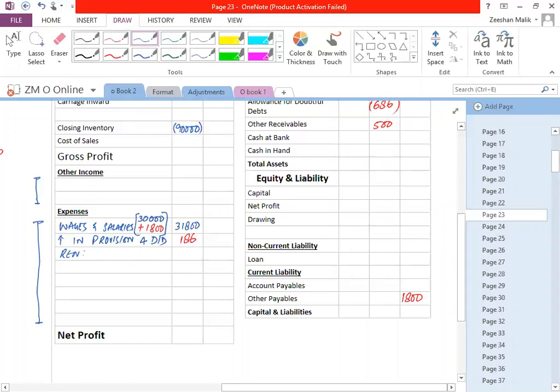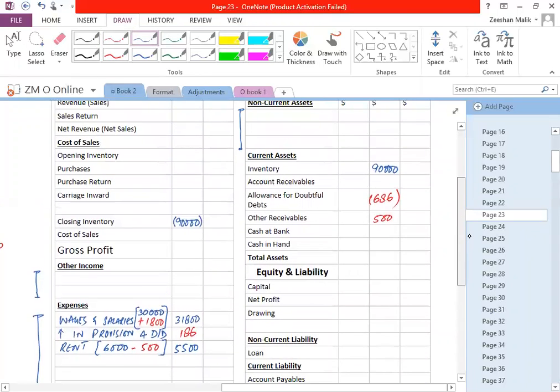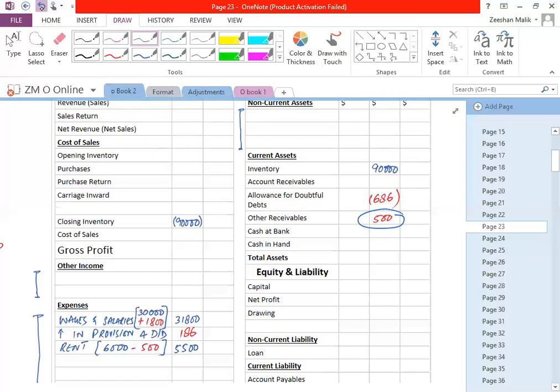Rent is an expense, but out of 6,500 is prepaid. Prepaid is not an expense. Prepaid का मतलब है आपने ज्यादा अमाउंट पे कर दी. तो जो ज्यादा अमाउंट पे की है वो आपका एक्सपेंस नहीं है, वो आपका करंट एसेट है. 500 करंट एसेट्स में जाएंगे. लुक हियर, 500 करंट एसेट्स में जाएंगे.